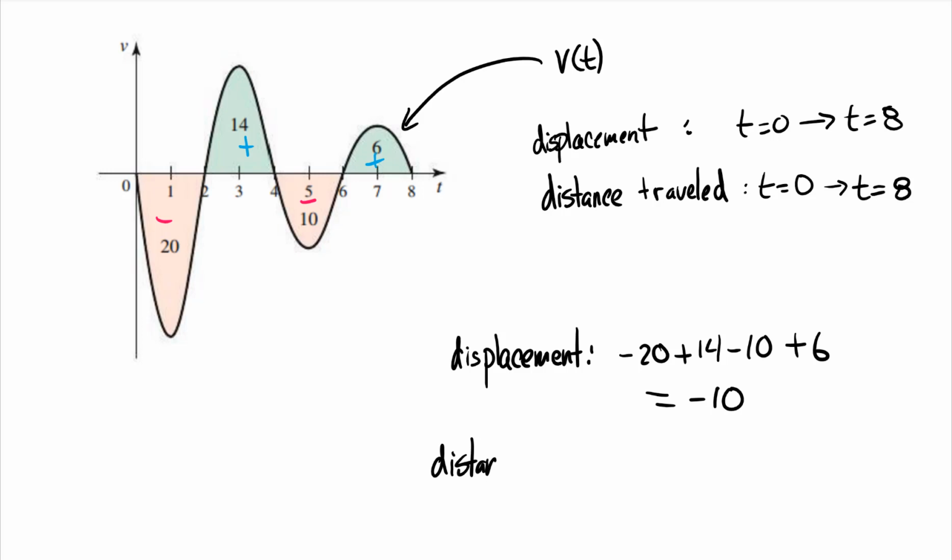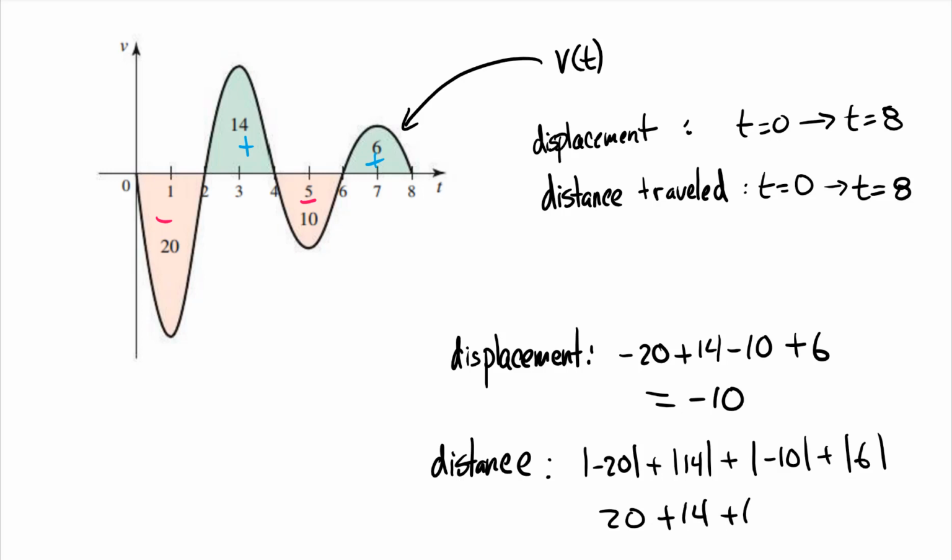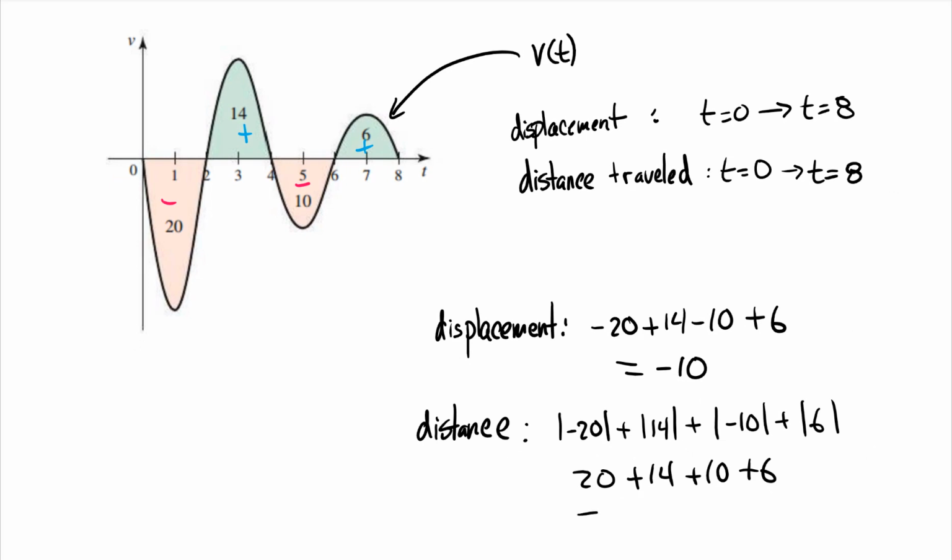But if we were to look at the distance traveled, well, we take the absolute value of negative 20 plus the absolute value of 14, not needed, plus the absolute value of negative 10 plus the absolute value of 6. So this is 20 plus 14 plus 10 plus 6. So what is that? 34, 44. This is 50 units. So there was a lot of distance traveled, but not a lot of displacement. It didn't go very far from the original position. So this is the game. So we actually have to know where there's intercepts.